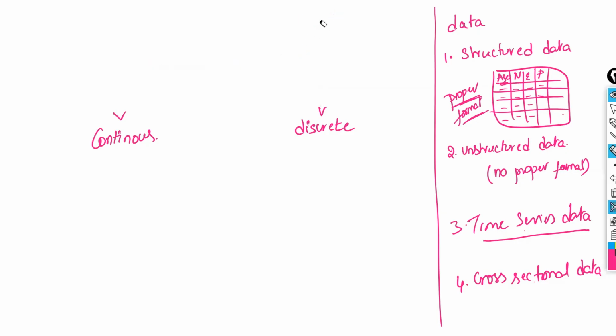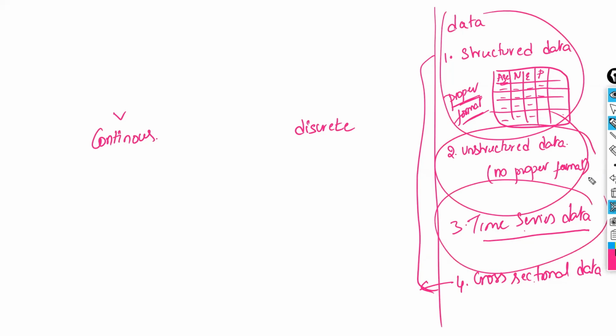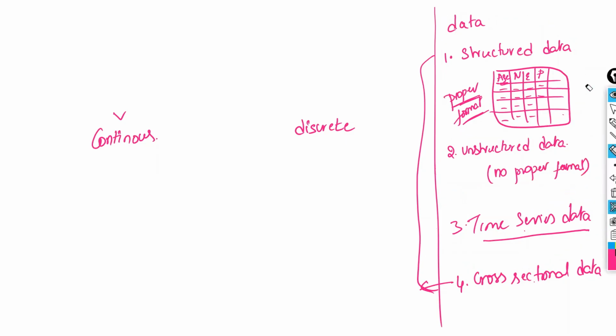Now, within the cross-sectional data, we are discussing the cross-sectional with structured. This is the one which we are discussing as of now. Once structured data is completed, we'll move on to the unstructured. Once unstructured is also completed, we'll move on to the time series. Okay, first, let us complete the structured data.